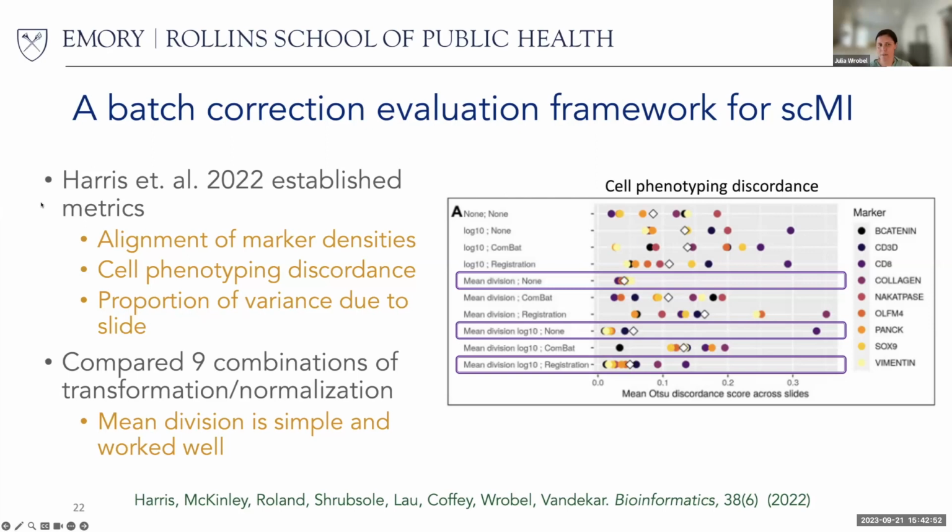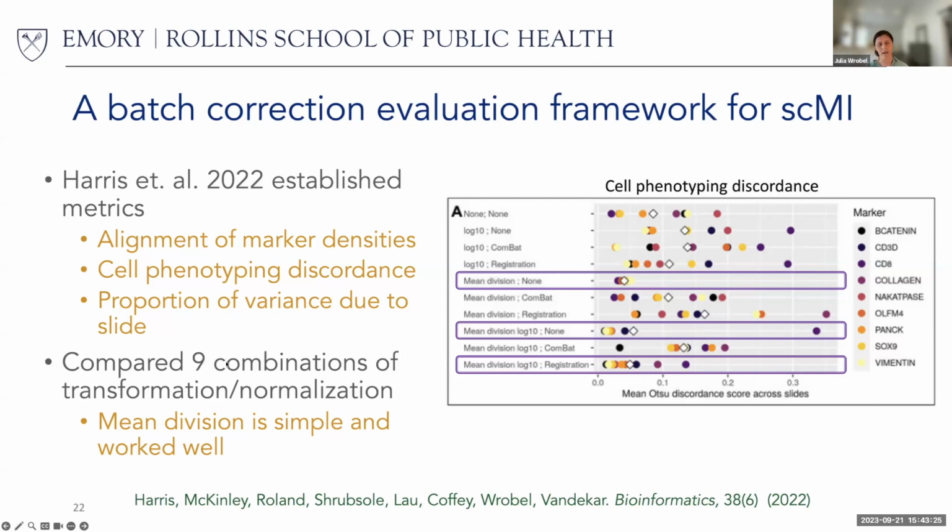He came up with a couple of different metrics for evaluating whether or not your batch correction method is good in the absence of a gold standard. One of them is a metric that measures alignment of marker densities. Another is cell phenotyping discordance, which in the interest of time I'm going to skip explaining, but it's a nice metric and I like it a lot. I refer you to this paper if you're interested in learning more. Another is proportion of variance due to slide.